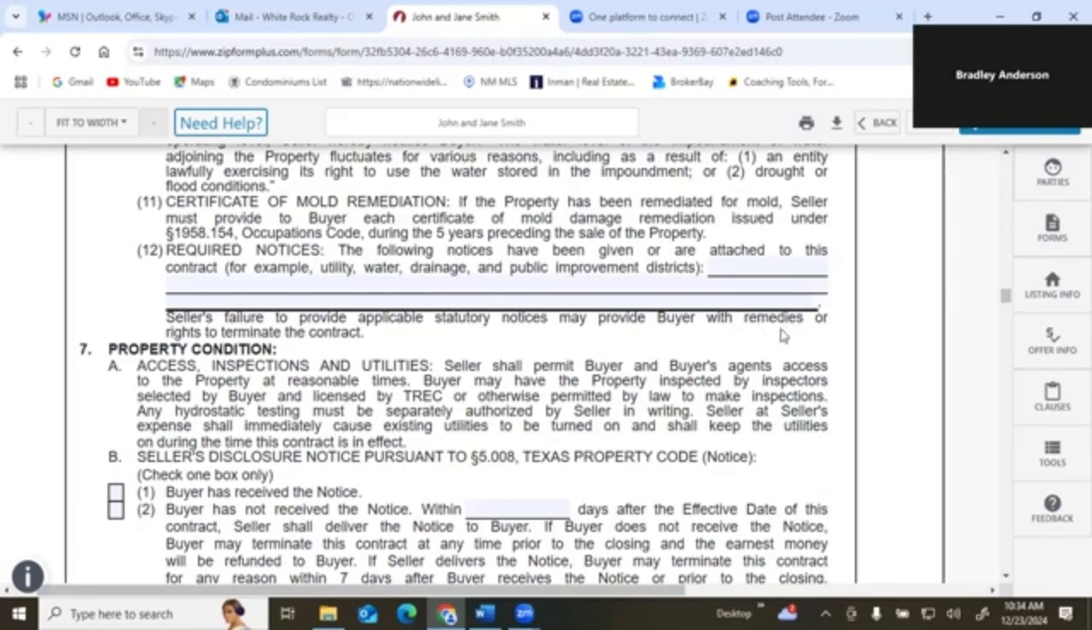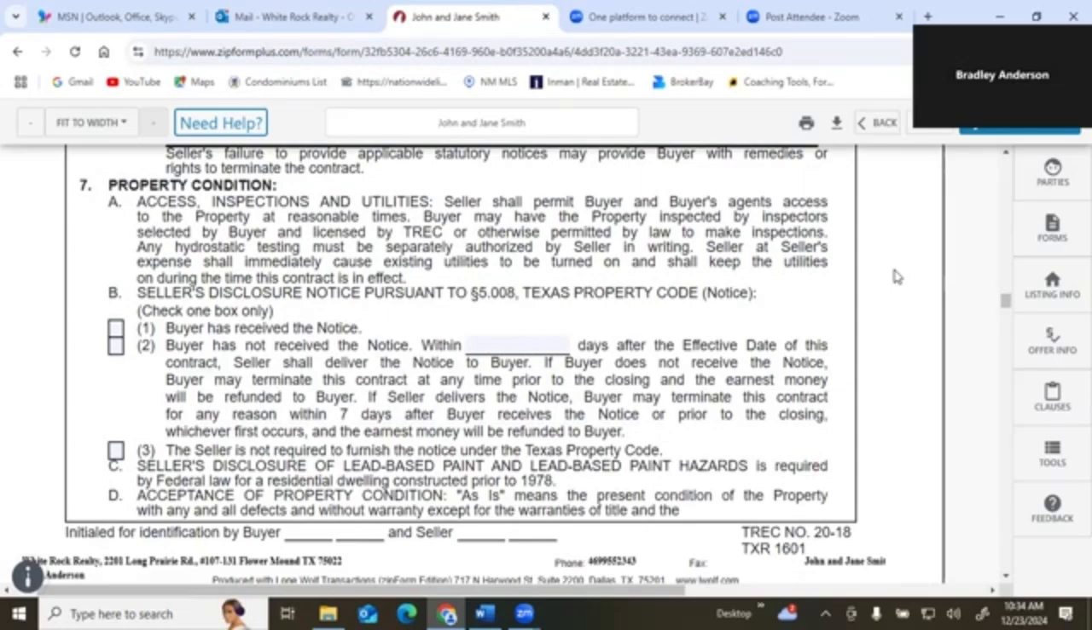Then it goes on to explain the property condition. Okay, so there is a seller's disclosure notice that has to be given to you as the buyer, and you have to initial it to prove that you saw it. Whether you read it and understood it is another story, but it has to be signed and initialed by your buyer. A good listing agent will include this in the listing.